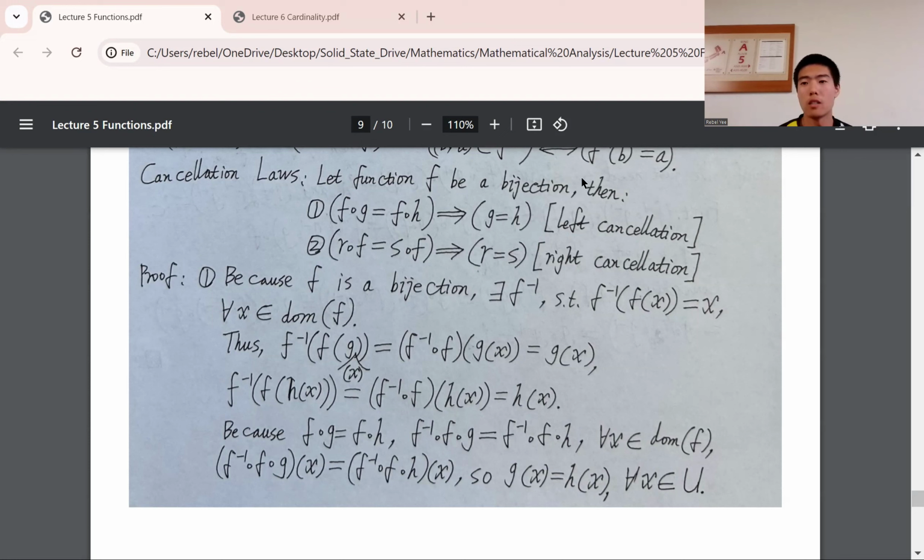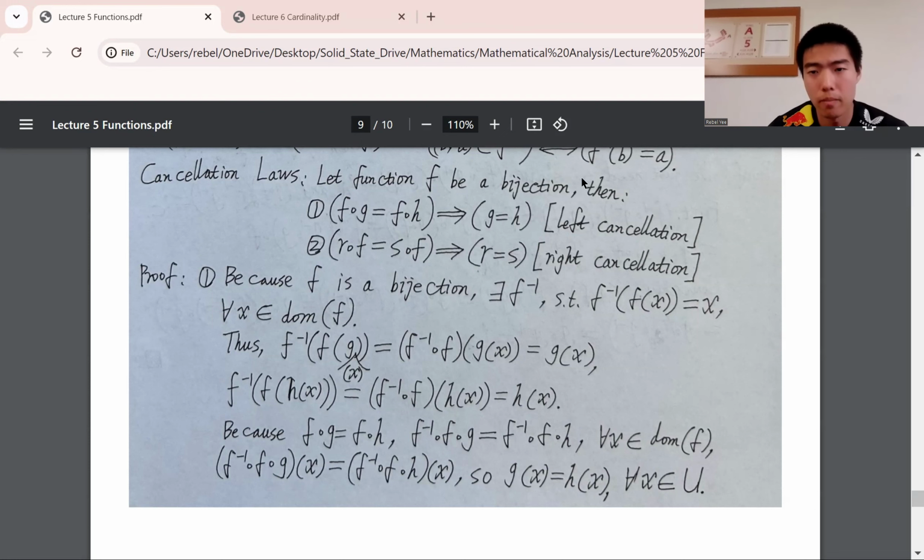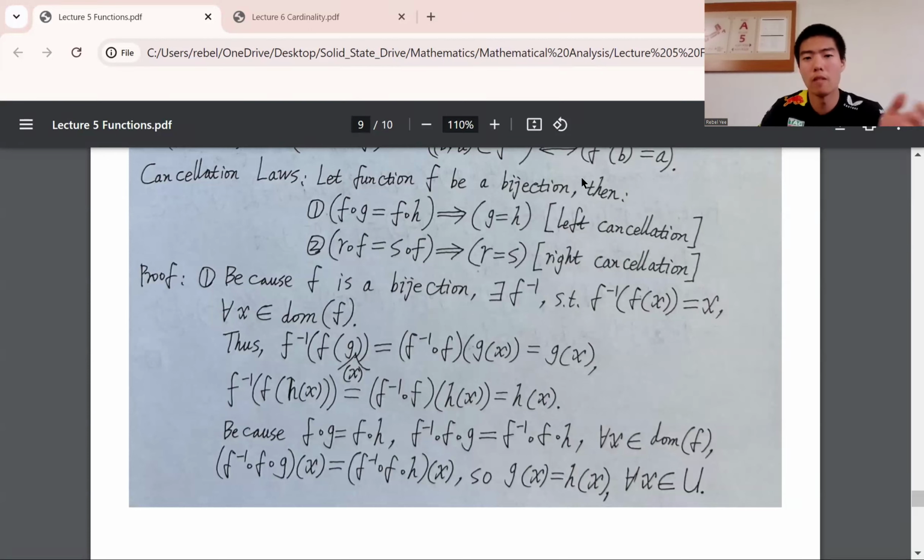how to compare the size of sets and how to count in mathematics. So let's first view what the cancellation laws are. It is defined like this: if f is a bijection, which means it is both surjective and injective, then in this case it has two properties.